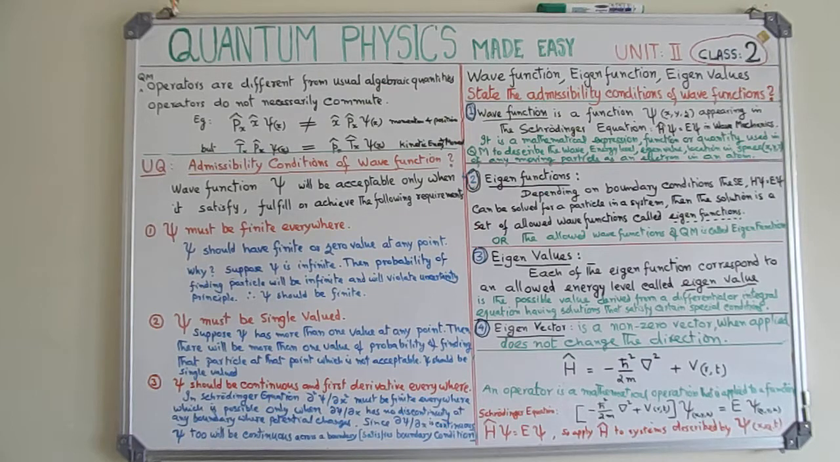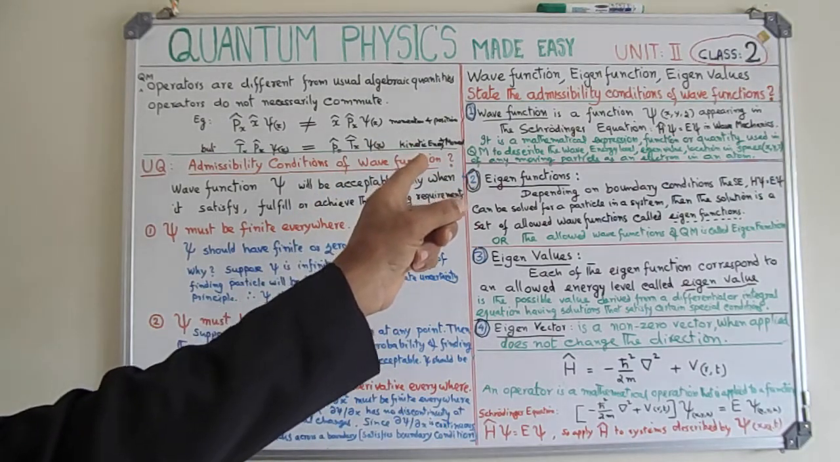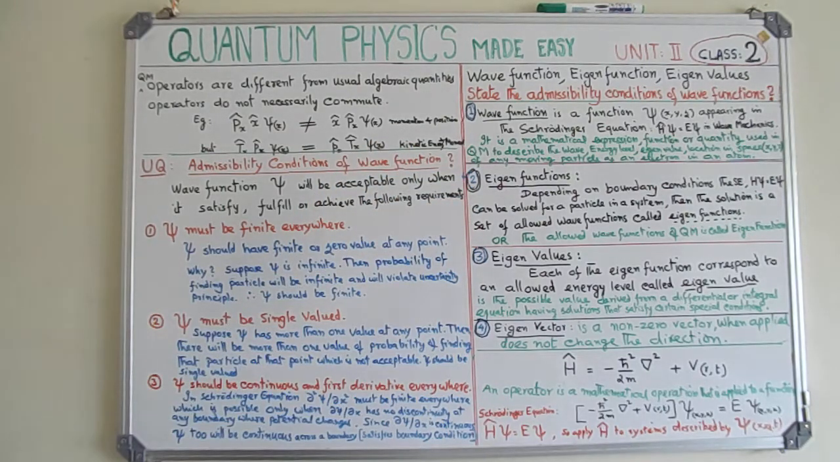At that point, I will repeat, the physical significance of wave function psi x, y, z is that the square of its absolute value, that is the modulus of psi whole square.